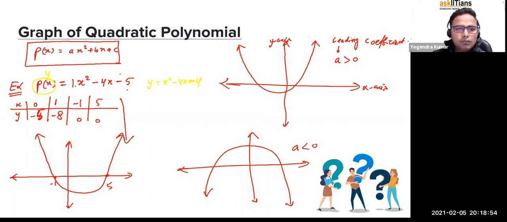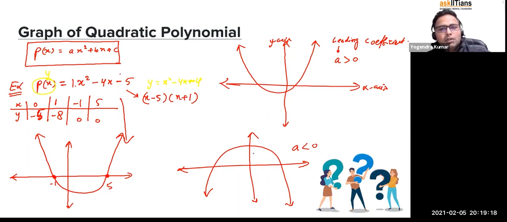These are the zeros. If you factorize this polynomial, we are going to get x minus 5 and x plus 1, right? You can take time and factorize it. So that is the significance of zeros. Zeros are where the polynomial is cutting the x-axis. I hope you got the idea, and you verified this also: when a is positive, the quadratic polynomial graph is going to be this shape, right?